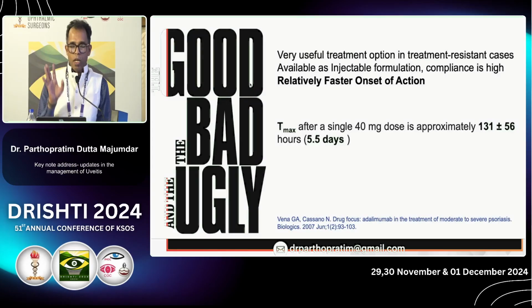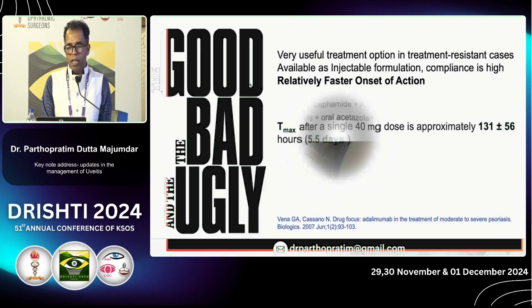Now let's come to the good, bad and ugly of a biologic. So the good part is, it is a very useful treatment option in treatment-resistant cases. It is available as an injectable formulation, compliance is high, and it has a relatively faster onset of action. If you see the commonly available adalimumab, its Tmax after a single dose is almost 5.5 days. So it's a relatively rapidly acting drug which can be used in your clinical practice.